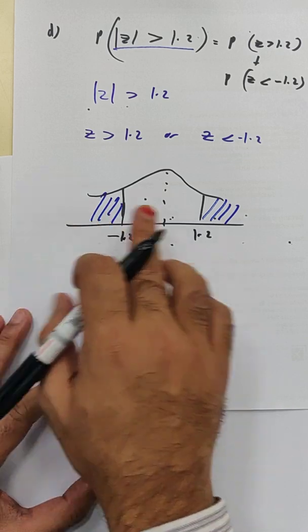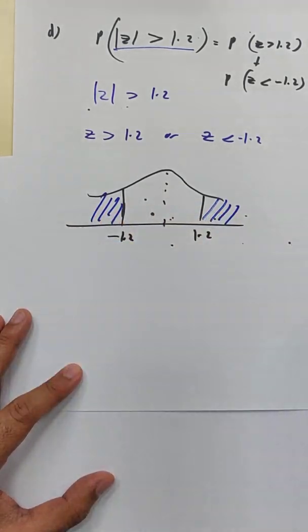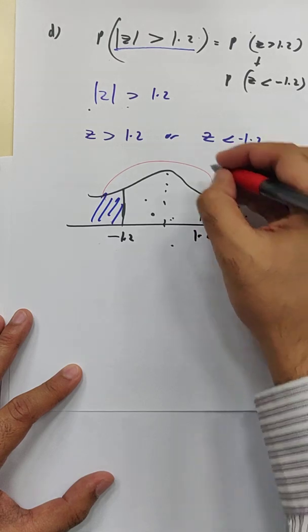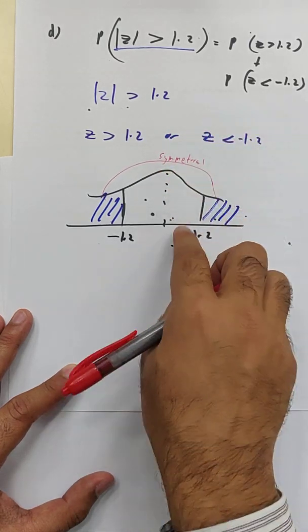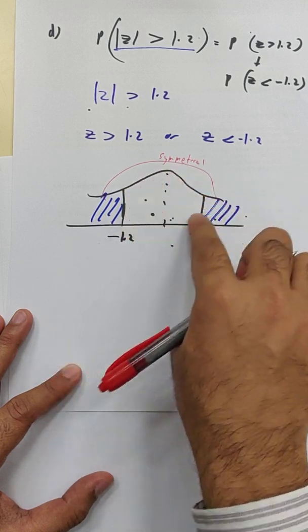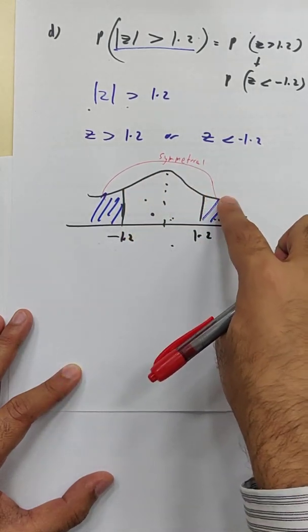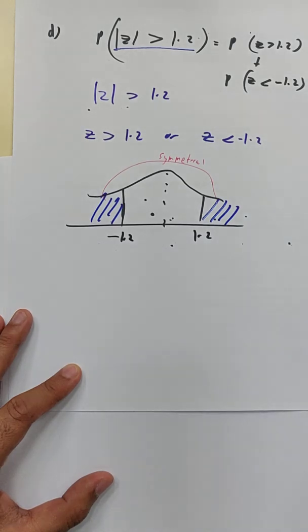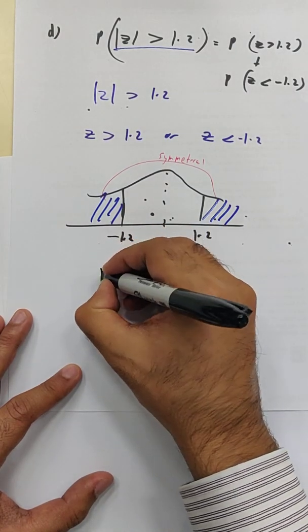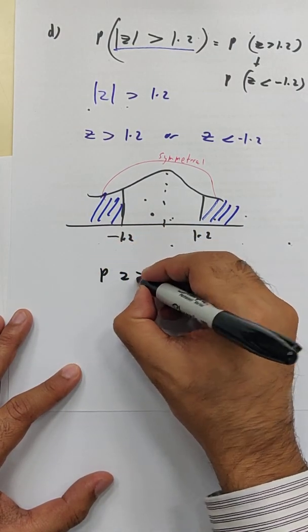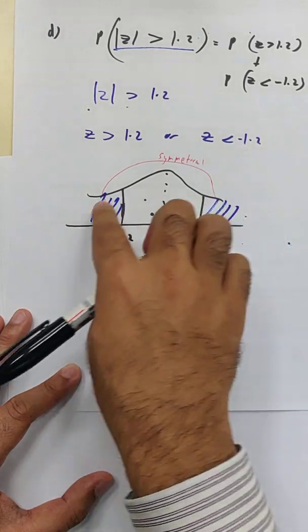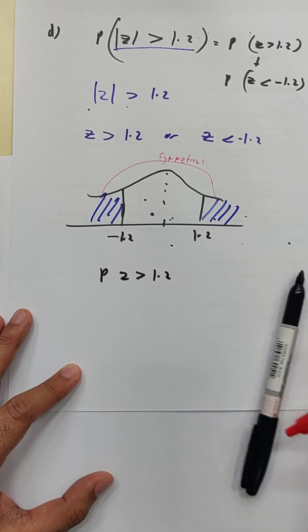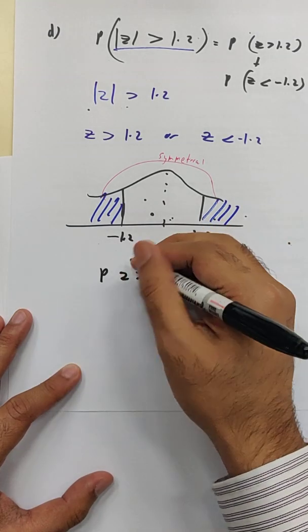But what do I know about them? They are symmetrical. No, I don't have to do 1 minus this time, because if 1 minus, I want to calculate here. I want to calculate this one here. So simply, P(Z more than 1.2), I got here, right? And I want here as well. And I know they are symmetrical. Times 2.